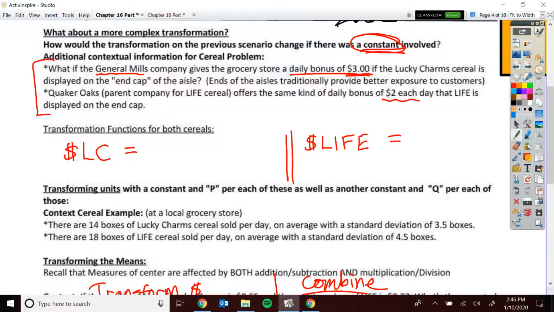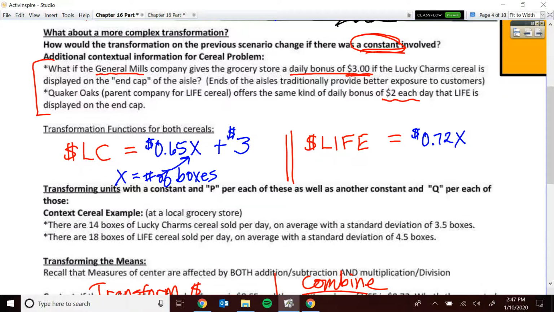We still have our per box profit. And then what's going to happen with the 3? Yep, it's just a flat added bonus. And of course, we're keeping in mind, what does this X mean? Good. X is representing your number of boxes sold of that type. Good job. Okay, what was our Life transformation function? Those ones were 72 cents profit per box. And then what was the bonus on that? $2. Okay. So see, this is a transformation function that has multiplication and addition in it. So this is going to help us understand how to figure out those ones.